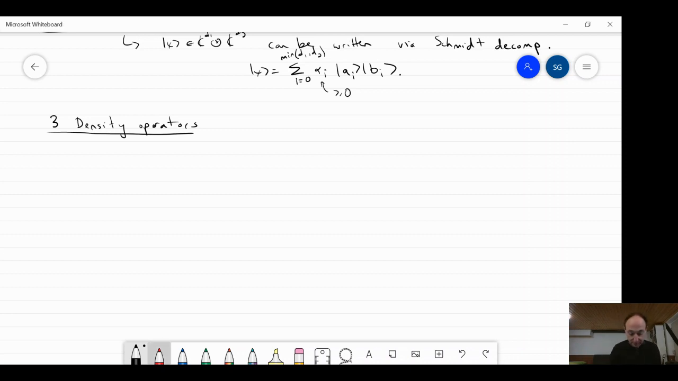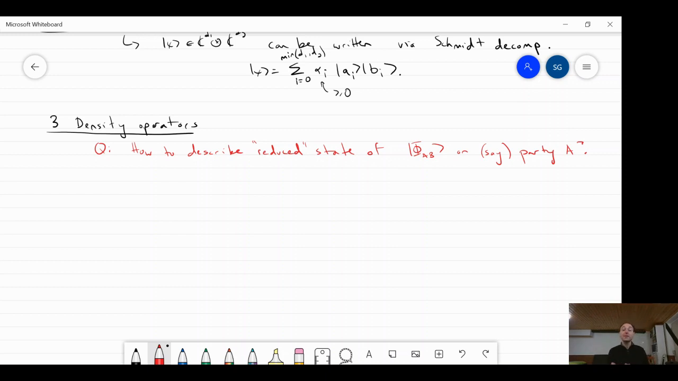And so the driving question, if you will, is how to describe the state. Sorry, let me call it what I will call it throughout the rest of the talk, which is the so-called reduced state of the Bell state. So this acts on, say, party A, on Alice's side. How do we describe that? I'd like some sort of mathematical description. I can't just wave my hand and say, oh yeah, the state exists. I want some formal description.